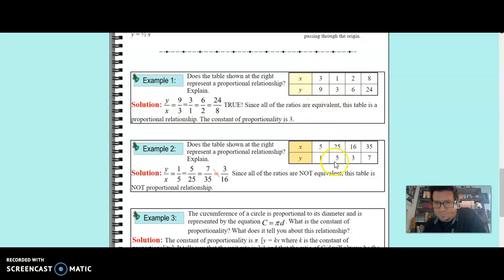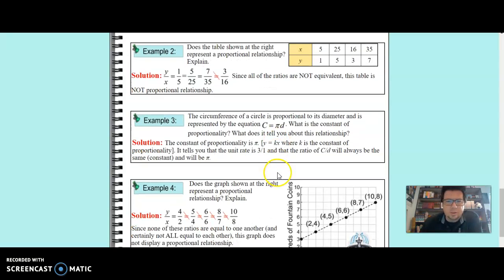Now let's see. 1 times 5 is 5. 5 times 5 is 25. 3 times 5 is 15. And 7 times 5 is 35. Which one of these doesn't belong here? It's going to be this one. Now, if this said 15, this would be a proportional relationship, but it does not. So the way they wrote that, all of these things are equal except this one. So since all of them are not equivalent, this table is not a proportional relationship.